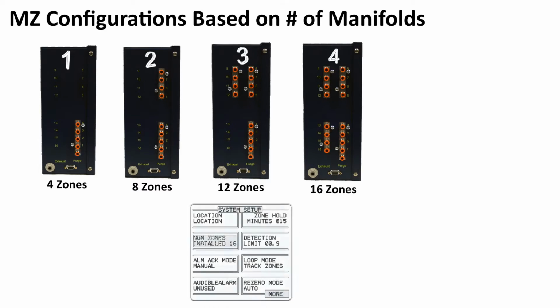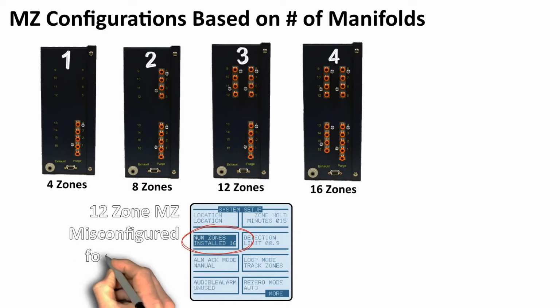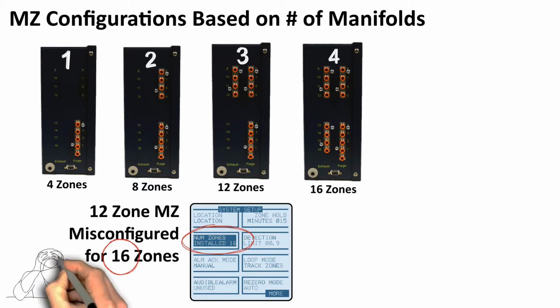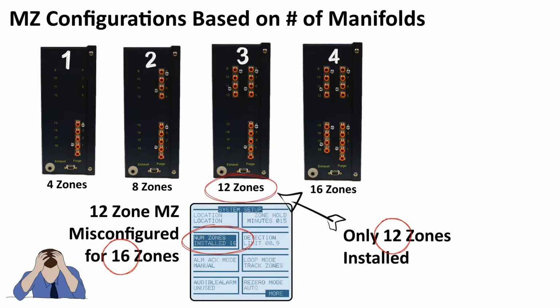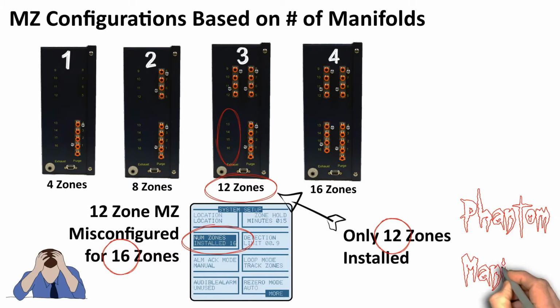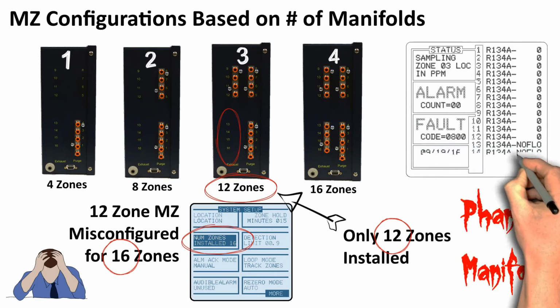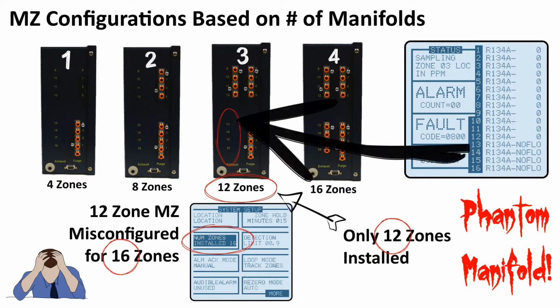However, if someone mistakenly enables those manifolds without an actual manifold being present, the MZ will report the corresponding zones as having no flow faults, a phantom manifold. Though this situation is highly unlikely, it is worth a quick check before tackling more complex troubleshooting steps.